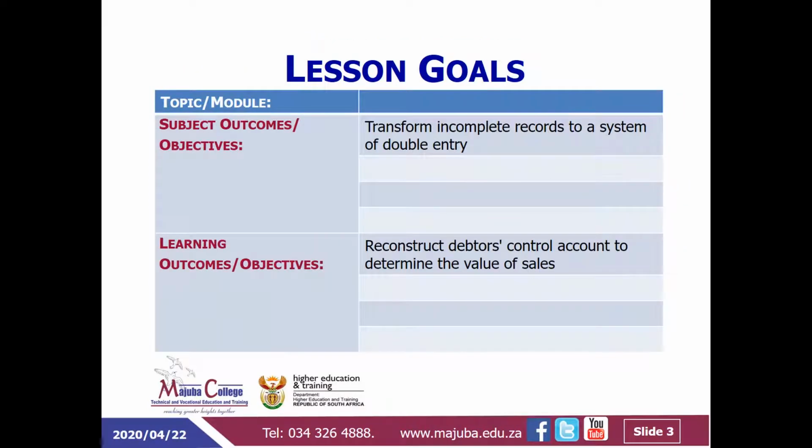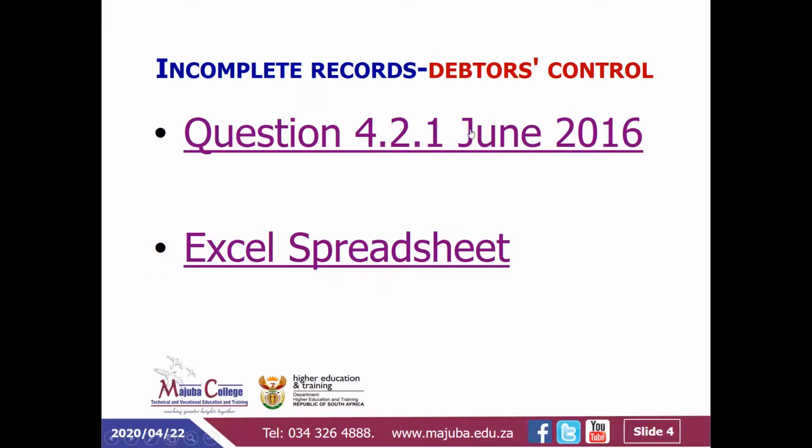I'm hoping that students will achieve the following subject outcome at the end of the presentation, that is, transform incomplete records to a system of double entry. And I'm hoping that students will attain the following learning objective, that is, reconstruct debtors control to determine the value of sales.